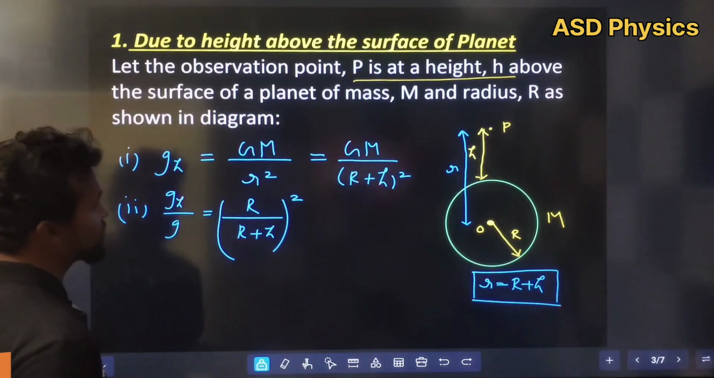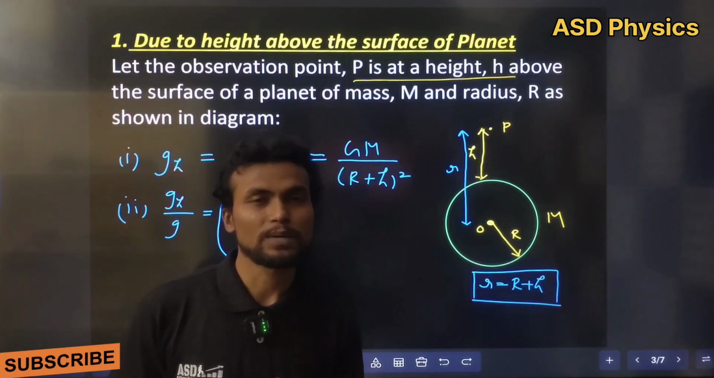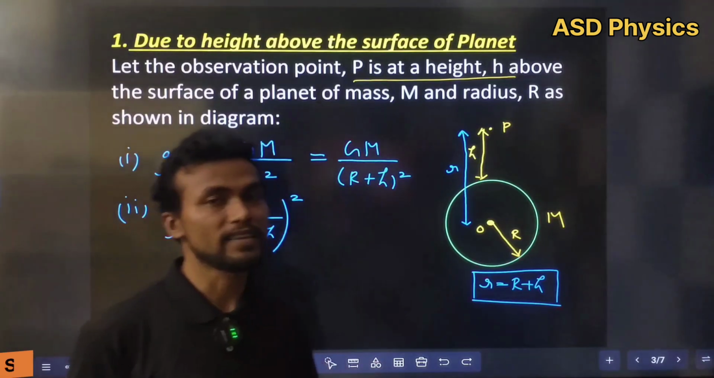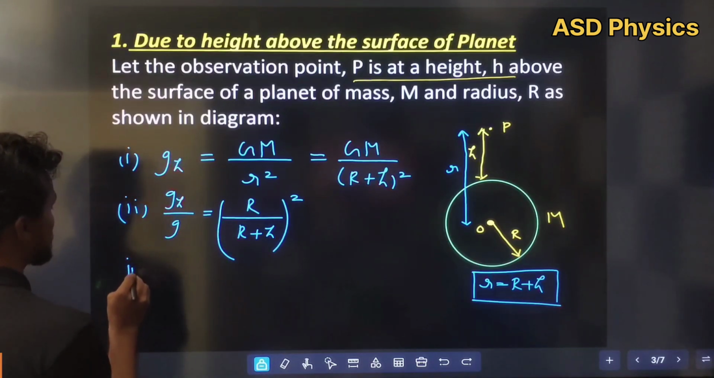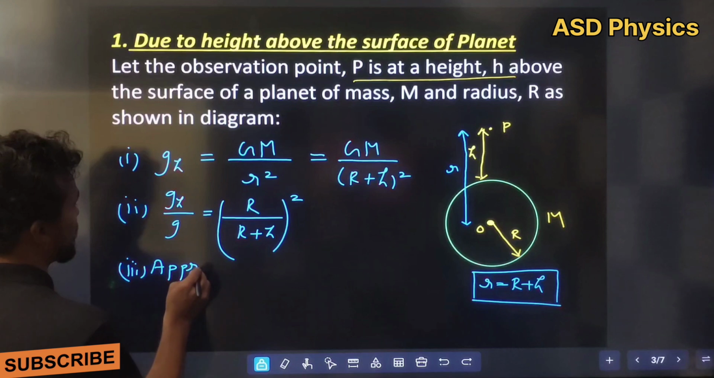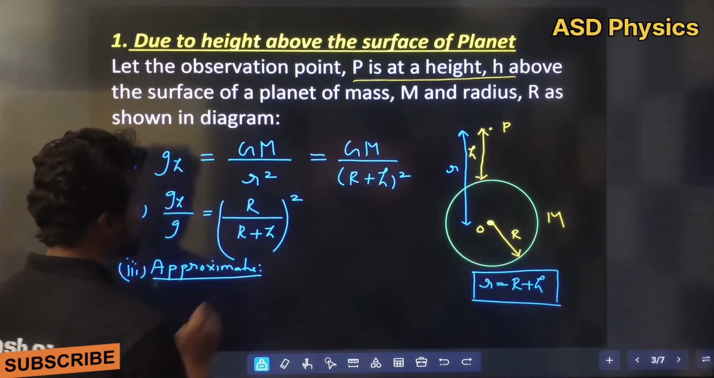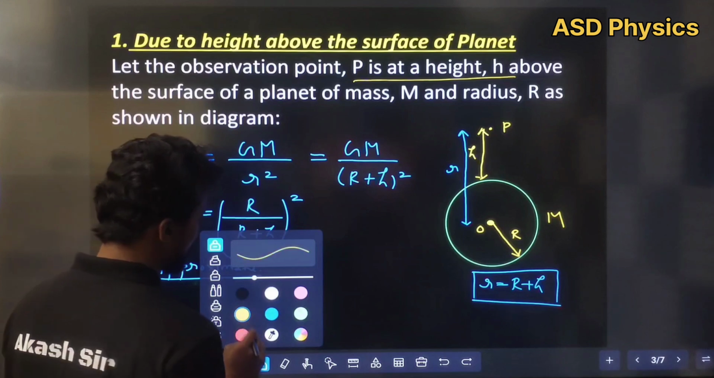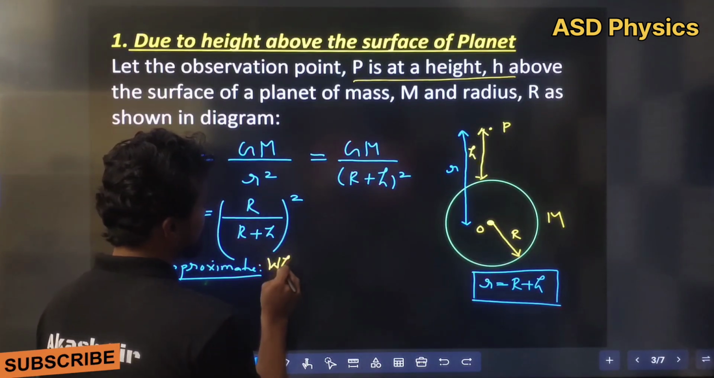Now after that, what is there? We have to learn one approximate formula also, because sometimes the height will not be that much. So at that time we have to use the approximate formula. Now let's see here, please, the third one we are going to see: the approximate formula. And in which situation can we use this approximate formula? This approximate formula will be valid when what is this?